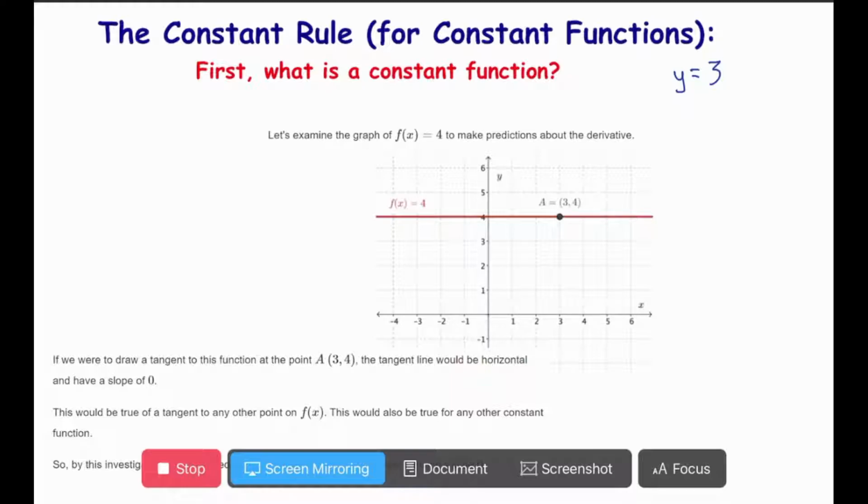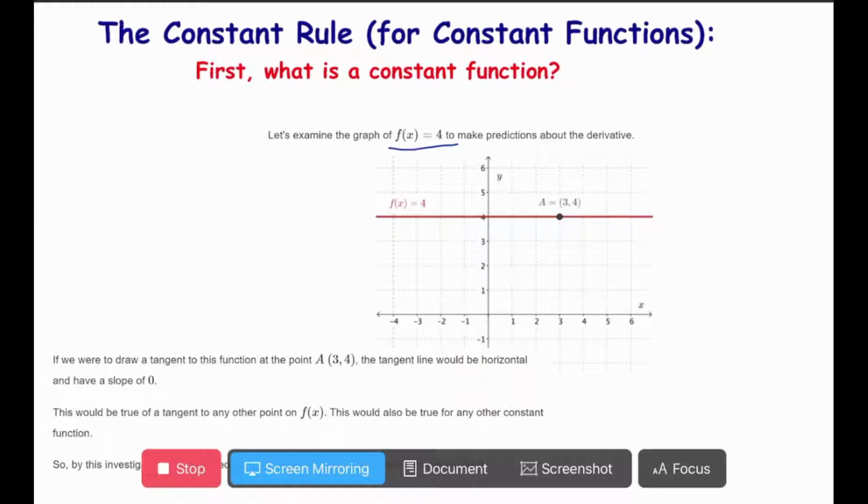Actually, I guess I'll look at the example they have here in the note. So in this case, let's examine the graph of f of x equals 4 to make predictions about the derivative. So we have our x and y axis, and we have a horizontal line with a slope of 0 just running along our graph at y is equal to 4. So we can locate points on our graph. A is (3, 4). We could have another point (4, 4), or (6, 4). Wherever we go, we can choose any value for x we want. There's no restrictions, so x is an element of the reals, but y always has a value of 4.